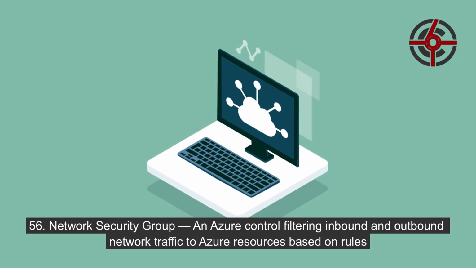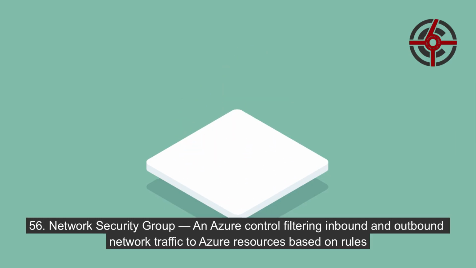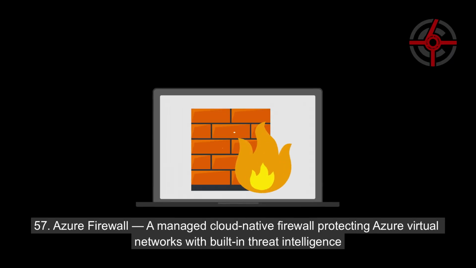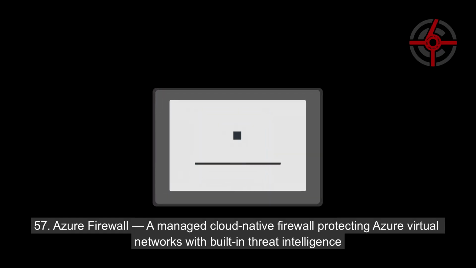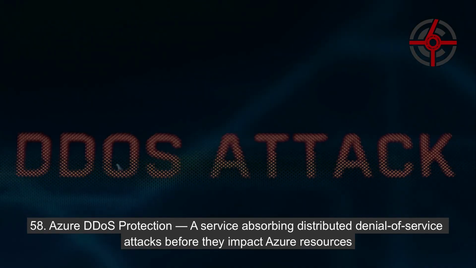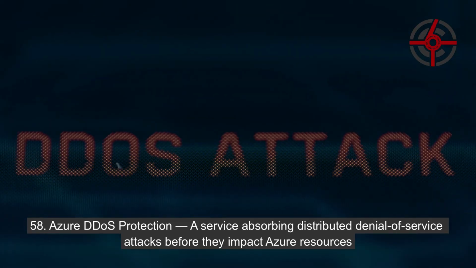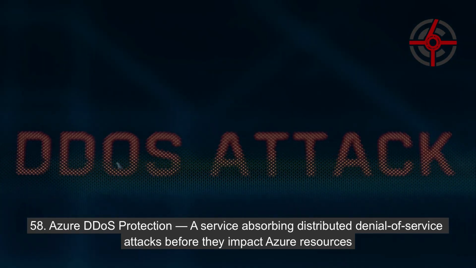56. Network Security Group, an Azure control filtering inbound and outbound network traffic to Azure resources based on rules. 57. Azure Firewall, a managed cloud-native firewall protecting Azure virtual networks with built-in threat intelligence. 58. Azure DDoS Protection, a service absorbing distributed denial of service attacks before they impact Azure resources.